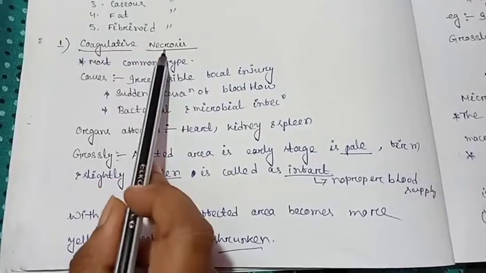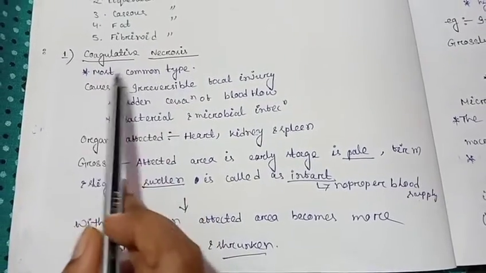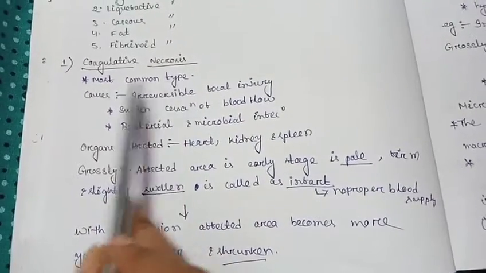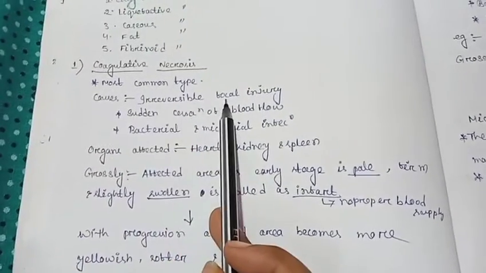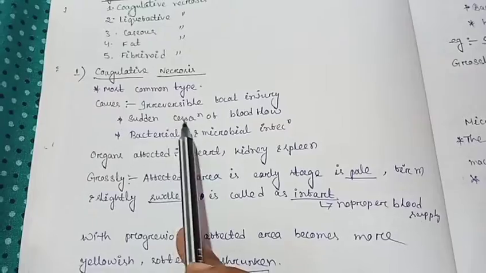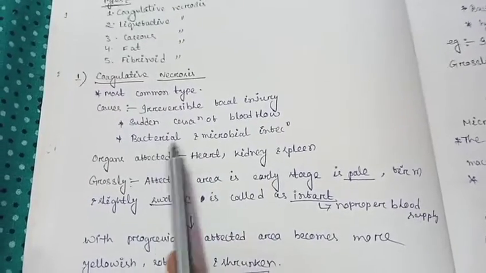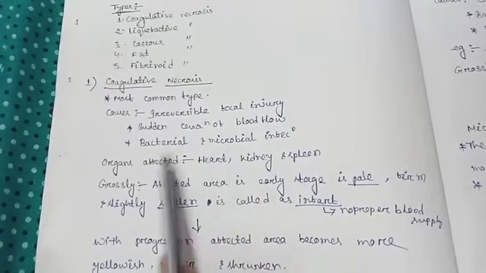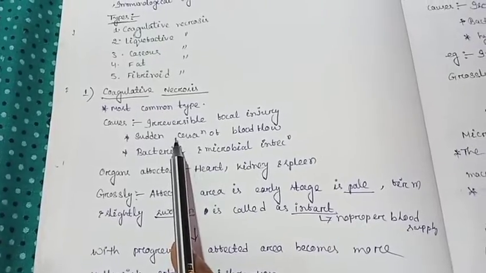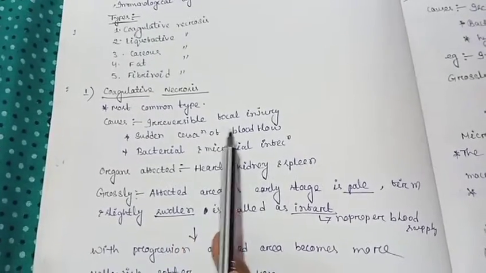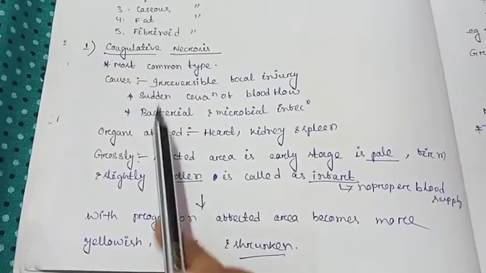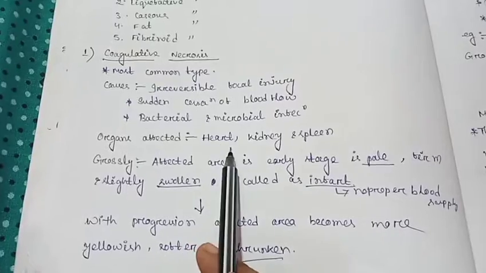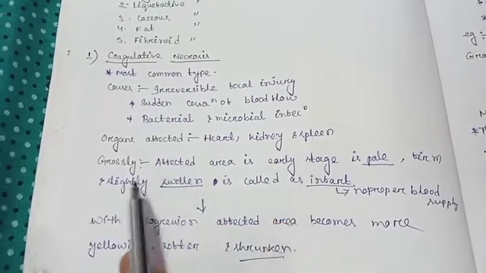First is coagulative necrosis. It is the most common type of necrosis. What are the causative agents? Irreversible focal injury, sudden cessation of blood flow, and bacterial and microbial infection. Previously I also said that the causes are bacterial and microbial infection; here in coagulative necrosis it plays a very important role. Then what are the organs affected by coagulative necrosis? Mainly the heart, kidney, and spleen.